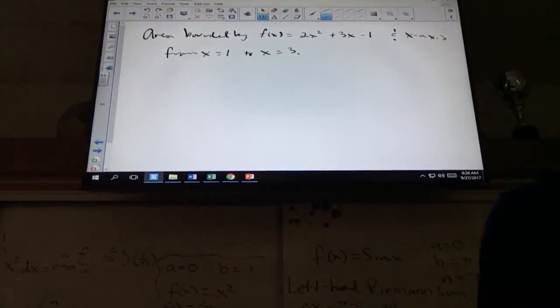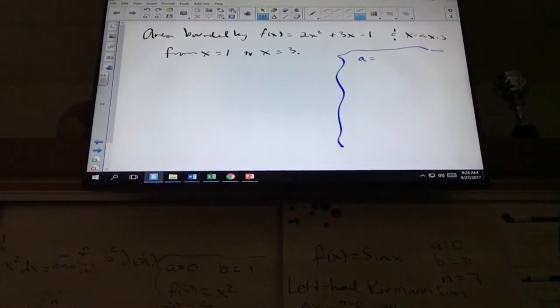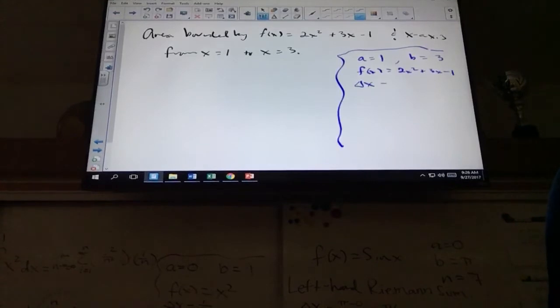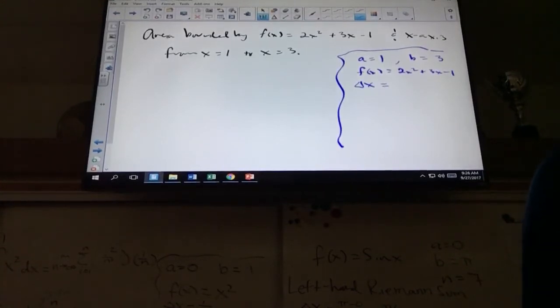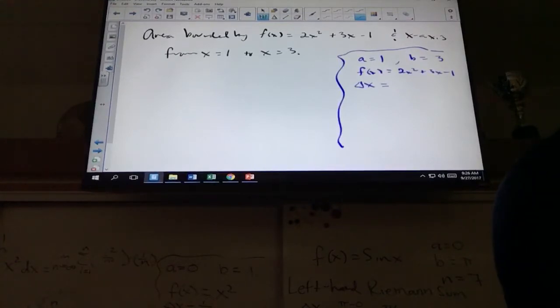Okay, so the first thing that I'm going to do is my little side work, and I'll put that in blue over here. So first of all, we have what a is equal to. Well, that's just 1. What b is equal to, well, that's just 3. What f of x is, well, they give us that, 2x squared plus 3x minus 1. Then we talk about delta x. Remember, this is just b minus a over n. So in this case, it's going to be 3 minus 1 over n, also known as 2 over n.